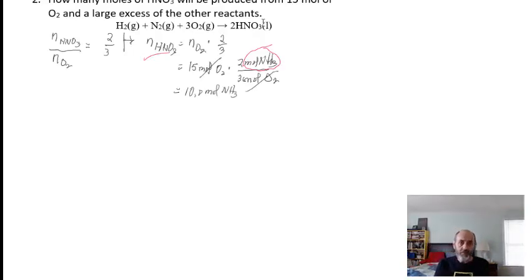I hope that makes things a little clearer on how to do things if you are given the moles of reactant and you have to figure out the moles of product.